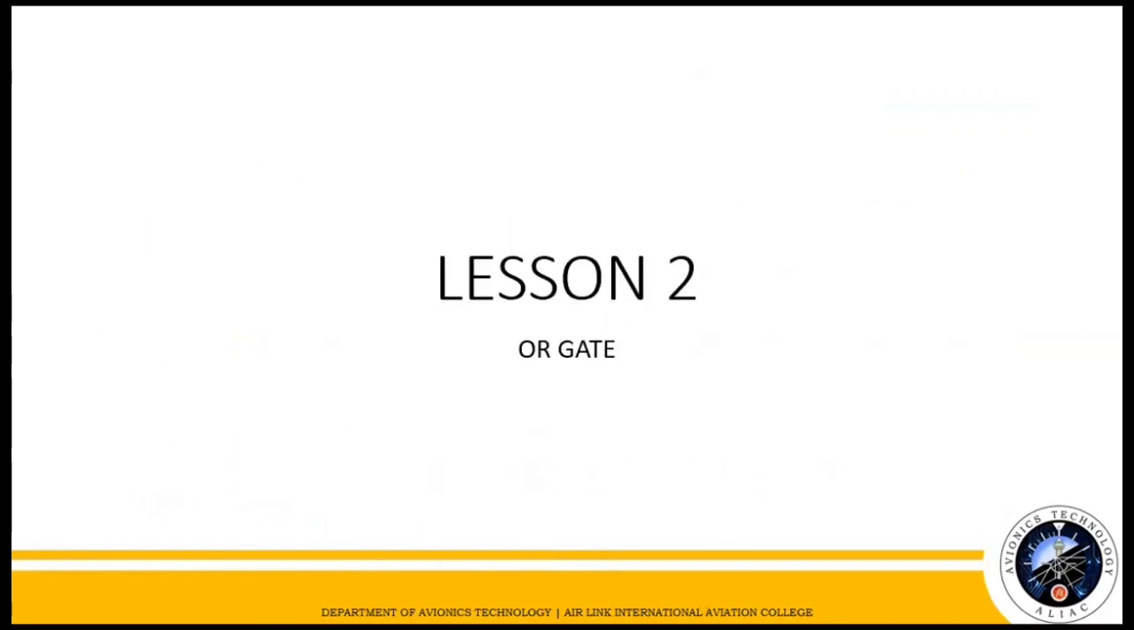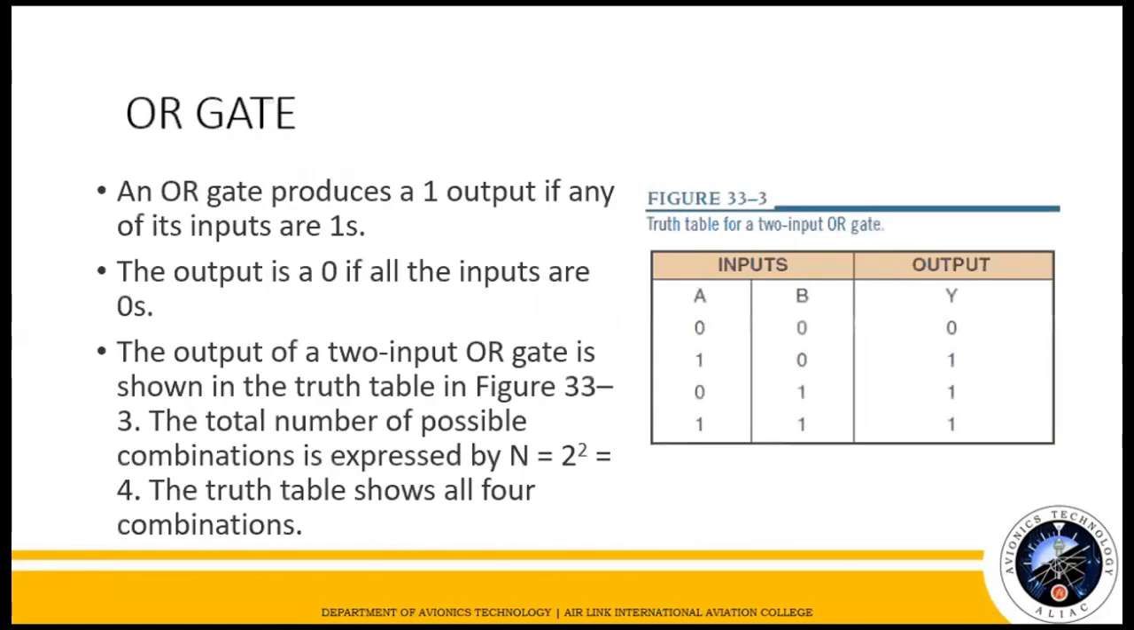Now, sa OR gate, okay? When it comes to OR gate, an OR gate produces a 1 output if any of the inputs are 1. The output is 0 if all the inputs are 0. Kaya kung mapapansin nyo dito sa truth table ng OR gate, yung input A and B mo ay 0, 0, then your output will be 0.